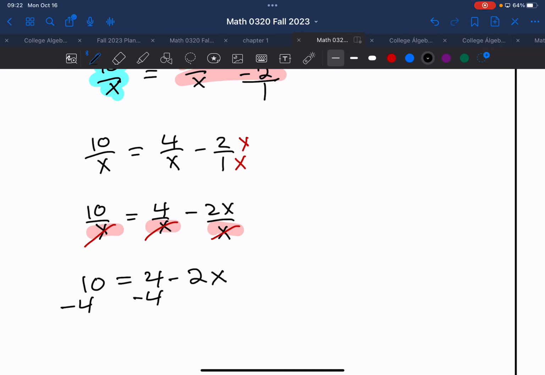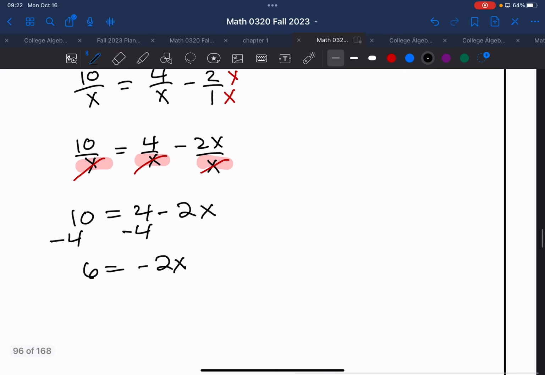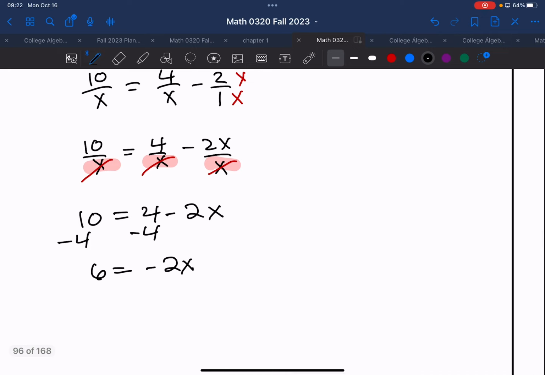Subtract 4. So I get 6 is equal to negative 2x. And what would be my last step? Divide by negative 2. And I get x is equal to negative 3.